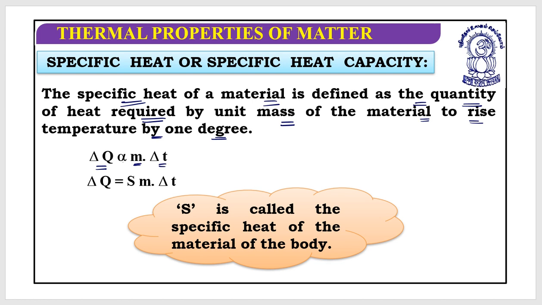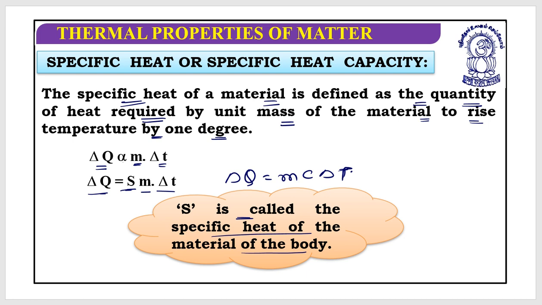So when I remove this proportionality symbol, I can have a constant. This is what we call the specific heat of the material of the body, and that could be represented as delta Q equals S into M into delta T. Many a time it is represented by C. Many authors write it as MC delta T. Both are the same thing. Whether you use S or C doesn't make any difference. But do you understand what the specific heat of the material, or specific heat capacity, is?